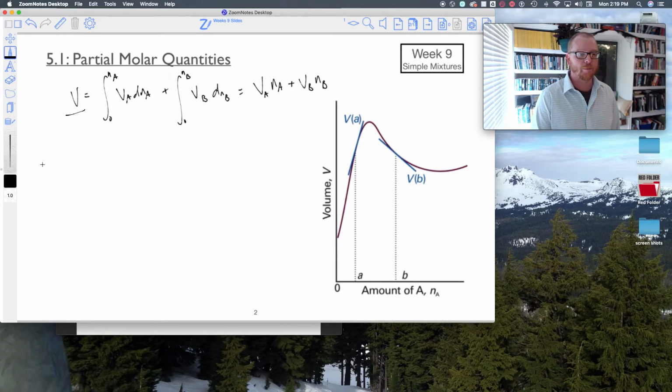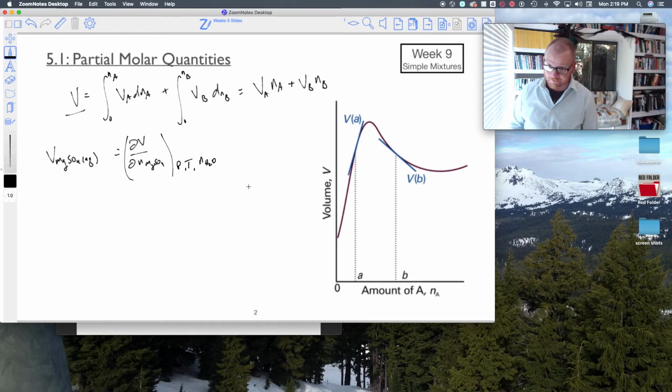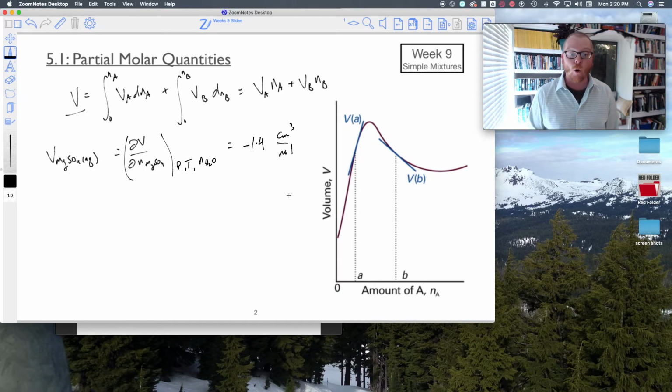What also becomes cool, if I go now to this partial molar quantity, I'm going to give you an example for partial molar quantities of magnesium sulfate aqueous, which I'll remind you would be the partial of V, partial of n, the number of moles of magnesium sulfate. I'm going to drop writing that aqueous because what I'm going to write in its place is P, T, and the number of moles of H2O is constant. So this is just a really interesting example that I want to bring up here. You actually get a negative number for this one. Okay, so you actually get negative 1.4 cubic centimeters per mole at near dilute concentrations.